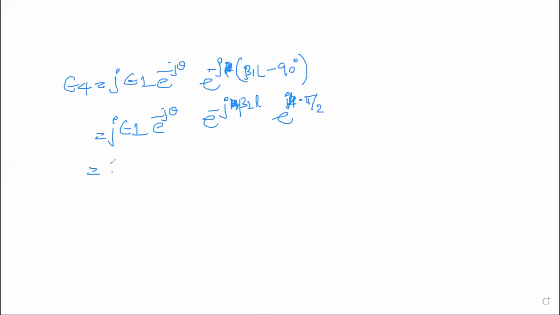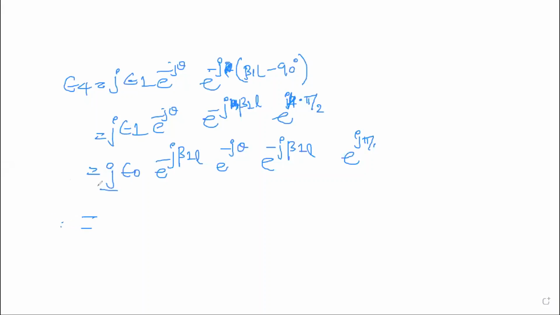So if you simplify again further, instead of E1, from the first equation you can write it as E0 e to the power minus j beta 1L e to the power minus j theta e to the power minus j beta 1L and e to the power j pi by 2. So again, further simplification: what can I write for j, which you have derived previously? What was the value of e to the power j pi by 2?